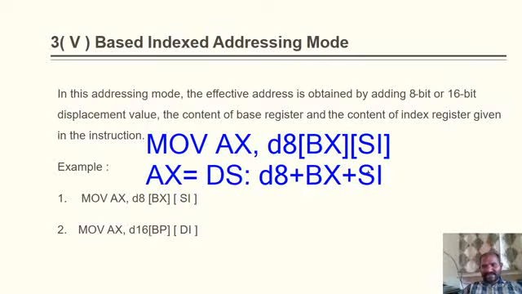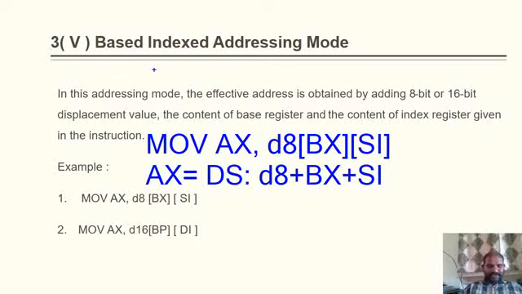So after adding the contents of SI, BX, and d8, whatever result we get is going to form the offset address. That offset address acts as the offset address of the data segment, and from there the value is going to be loaded into the AX register.